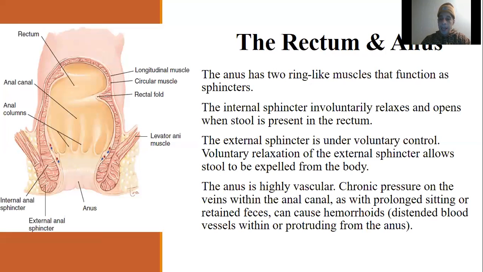The anus is highly vascular. Chronic pressure on the veins in the anal canal, combined with prolonged sitting, can cause hemorrhoids, which are very painful. Preparation H is something that you can use to soothe that.